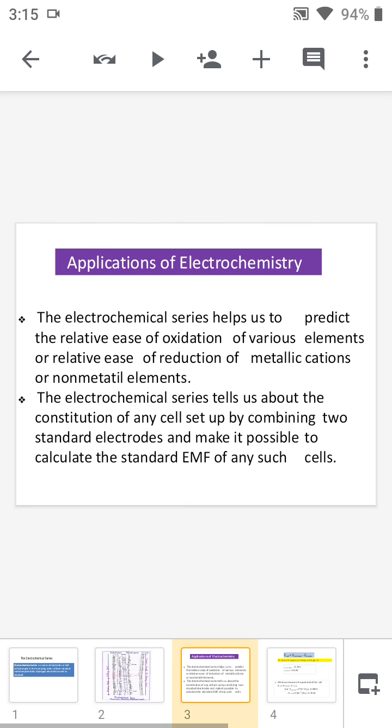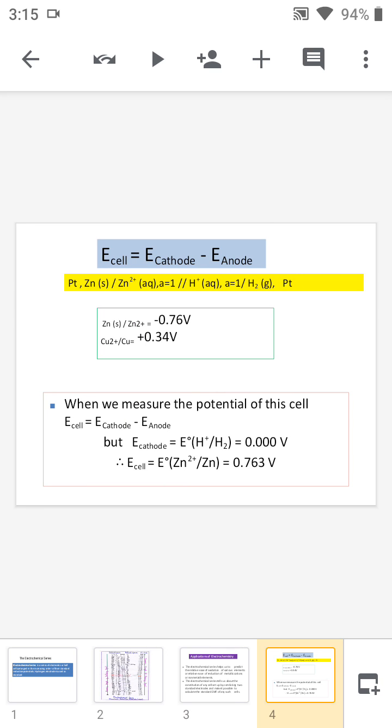Okay. So the next application: the electrochemical series tells us about the constitution of any cell set up by combining two standard electrodes and makes it possible to calculate the standard EMF of any such cell. For example, we have already discussed how to measure the potential of an electrode by using the hydrogen electrode. So for a cell, we have two half cells and we can easily measure the potential of a cell by using a voltmeter. So this is the equation for the potential of a cell: E cell is equal to E cathode minus E anode.